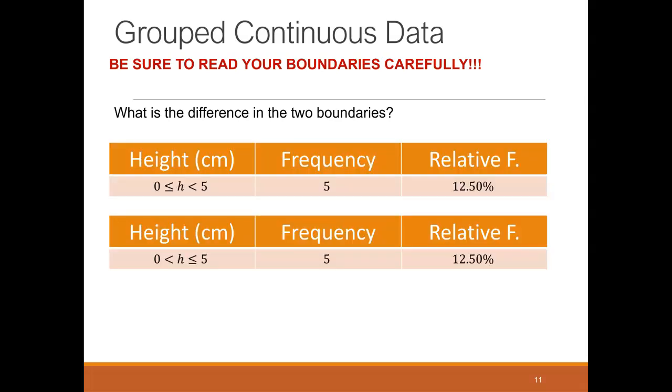So what is the difference in the two boundaries we've described here? Well, I notice this one includes 0, but doesn't include 5. This one doesn't include 0, but does include 5. We have to make sure we're paying very careful attention to those less than or equal to, those inequalities in our boundaries. They are quite important.